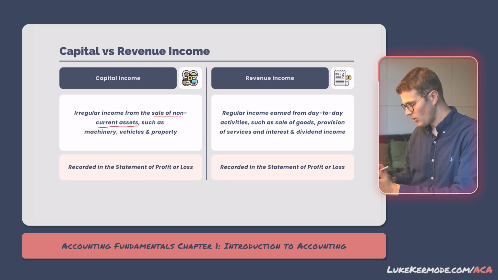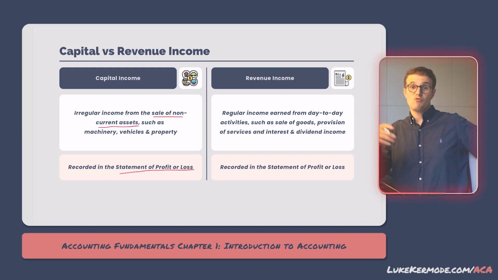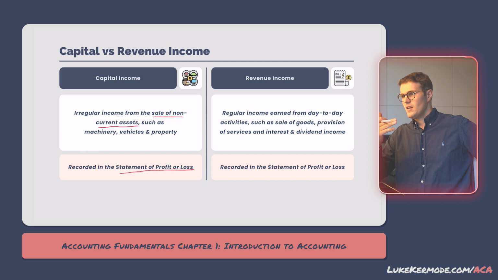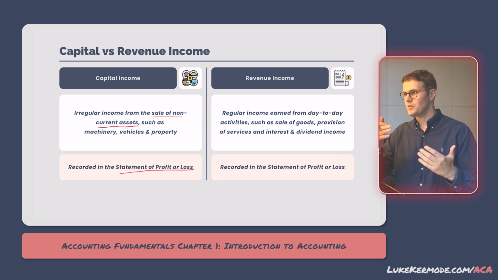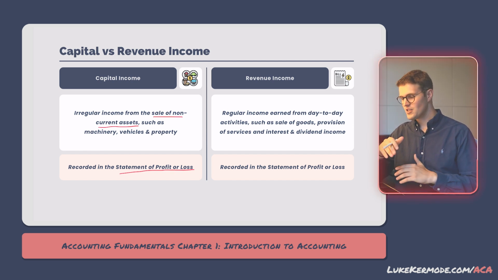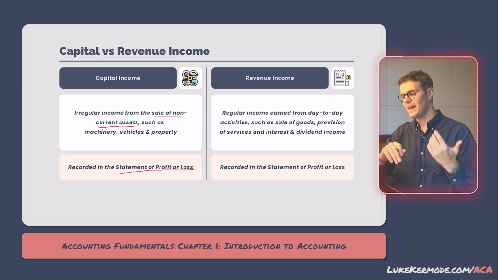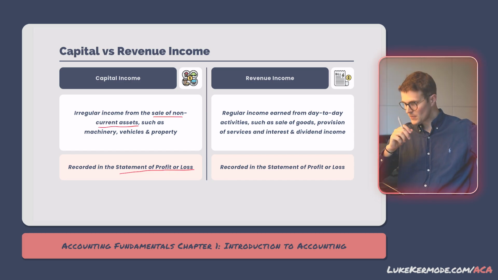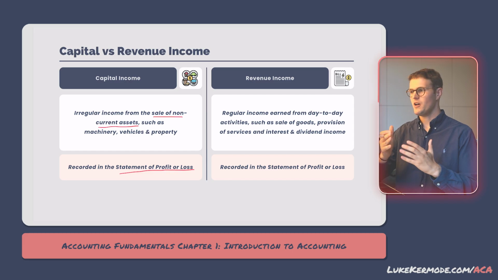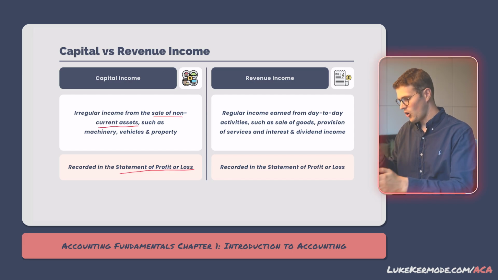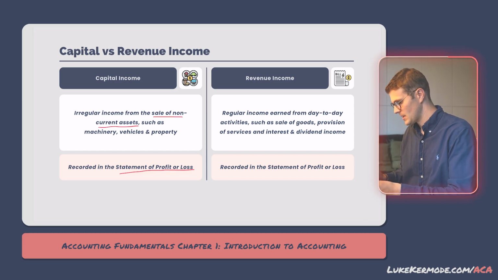It's not part of the business's regular trading activity. They don't exist to sell delivery vans on a day-to-day basis, so if that's the case, the income will be categorised as capital. In contrast, we have revenue income. This is the core income that's earned from a business's day-to-day operations and activities.